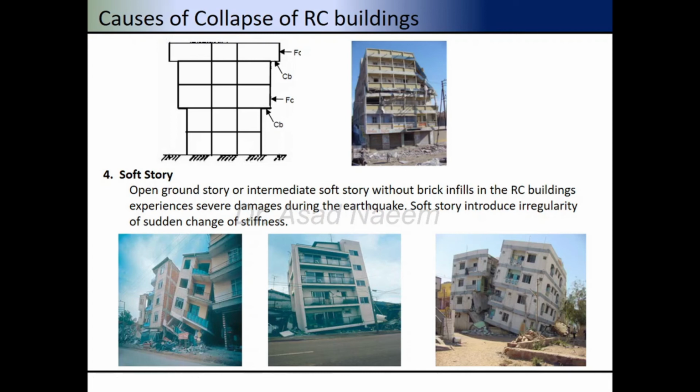Another major reason for collapse of building structure is having a soft story in a building structure. Open ground story or intermediate soft story without brick masonry infills in an RC building experiences severe damage during an earthquake. Soft story introduces irregularity or sudden change of stiffness. These are the buildings which have collapsed due to soft story.